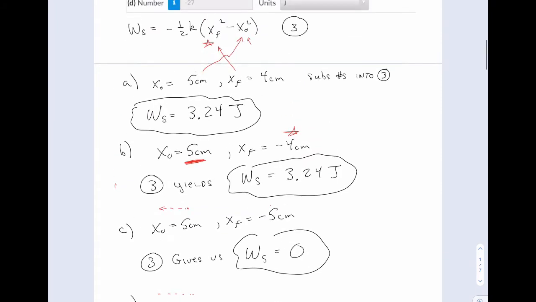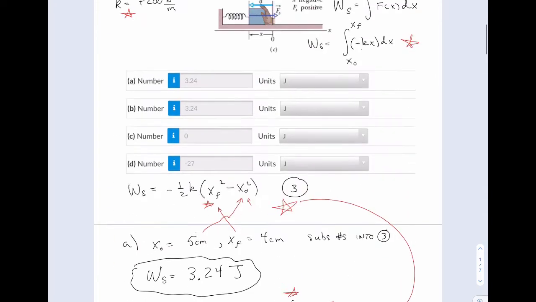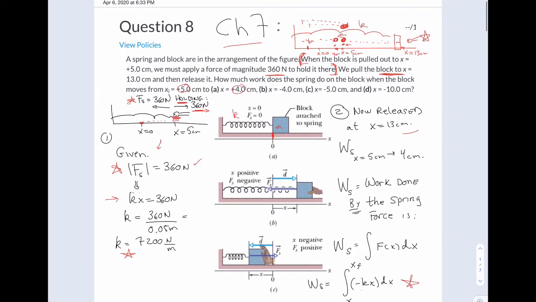So I go back up to here. X initial is still 5. Now my x final is minus 5. And the same for D: x initial is 5, and now they want to keep going all the way over to the left to minus 10. We'll see this in a later chapter when we do oscillations, but if you let it go here at 13 centimeters, this thing is going to go all the way over to minus 13, and it'll oscillate back and forth with an amplitude of 13 centimeters. We'll see that in a much later chapter.